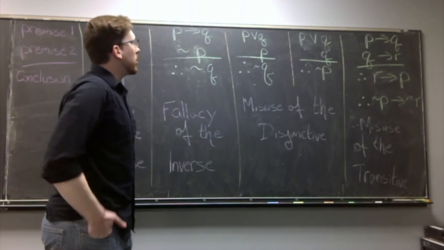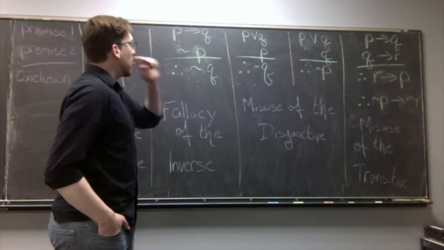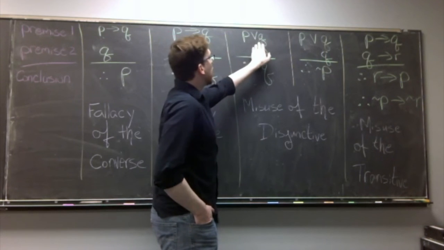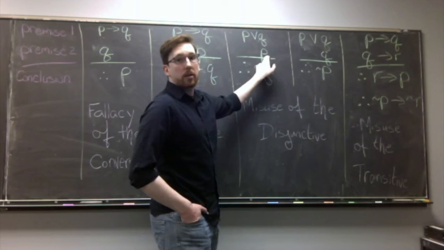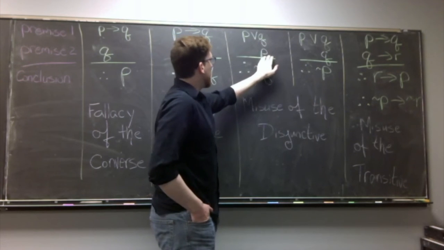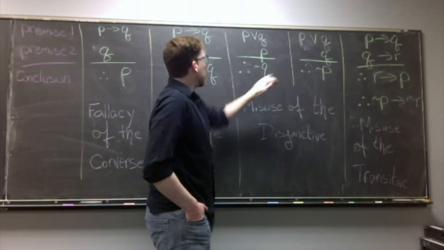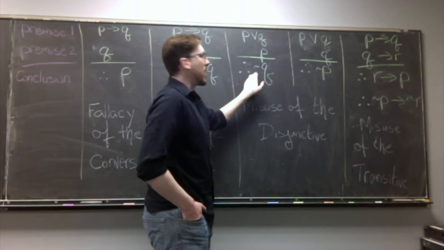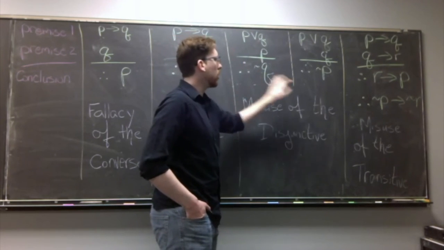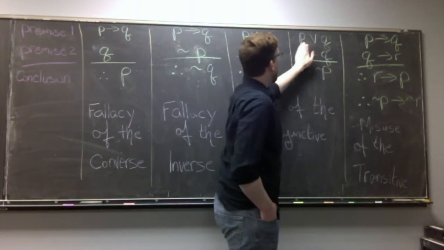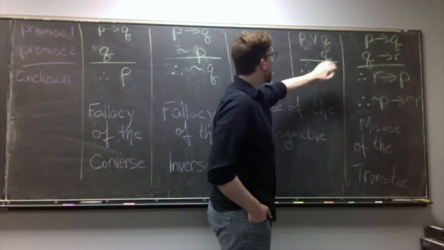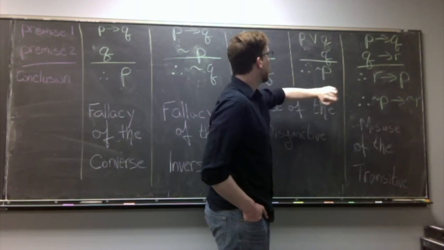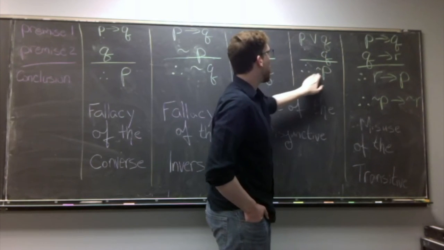The misuse of the disjunctive has P or Q for its first premise, for its second premise, P, for its conclusion, therefore not Q. Or you could have, for the first premise again, P or Q, for the second premise, Q, for the conclusion, therefore not P.